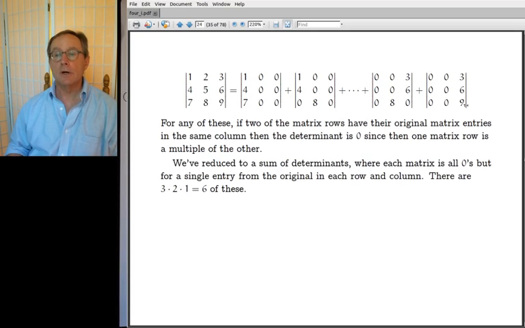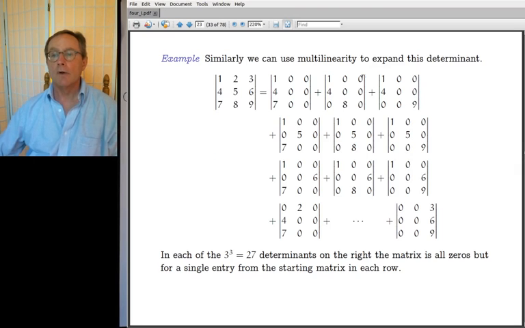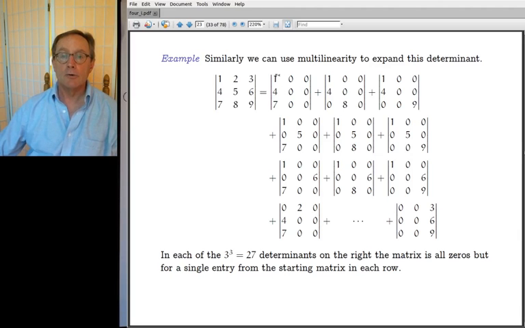So I've reduced to a sum of determinants where each matrix is all zeros except for a single entry in each row and each column. Can we go back here? Over here, there's an entry here, actually 3 entries in the first column, so that's a 0. There's 2 entries in the first column, so that's a determinant of 0. Here, 2 entries in the second column, so that determinant is 0. Down here, 2 entries in the third column, so that determinant is 0.